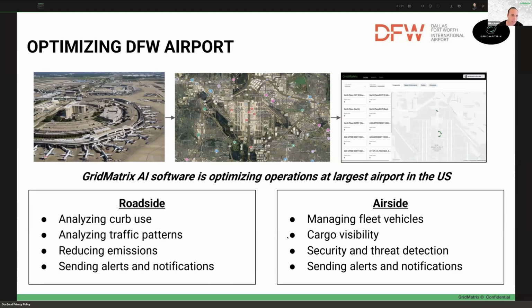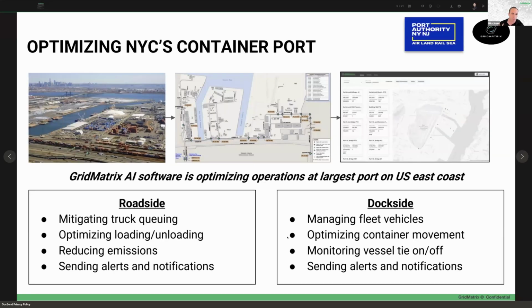One of our current use cases is at the Dallas-Fort Worth Airport, one of the largest airports in the world. We're both on the air side and the dock side. We're analyzing curb use for them, traffic patterns. Actually, parking is one thing they're interested in. We're reducing emissions, sending alerts and notifications, and then on the air side, managing their fleet vehicles and cargo visibility.